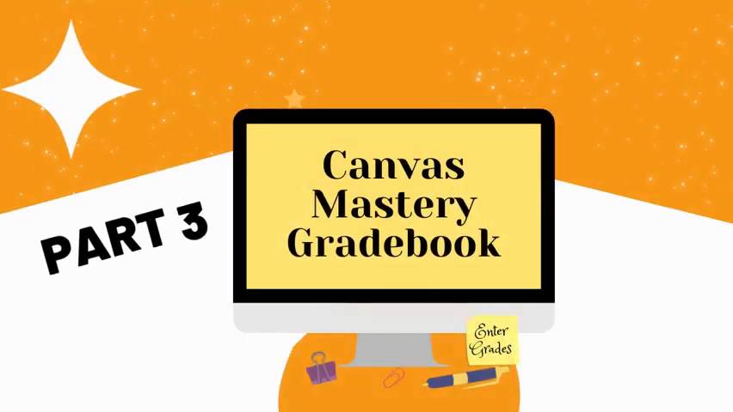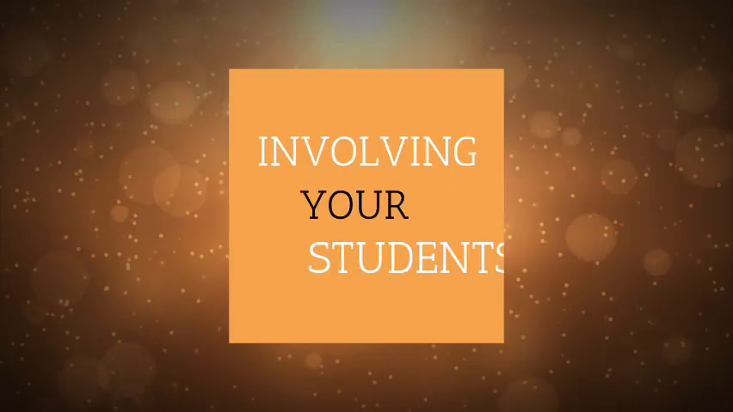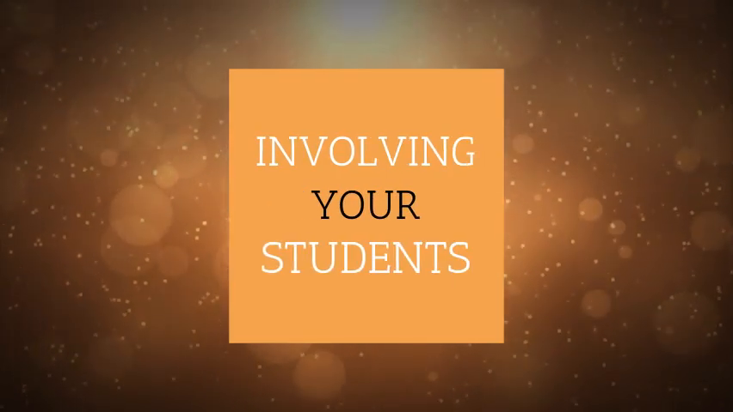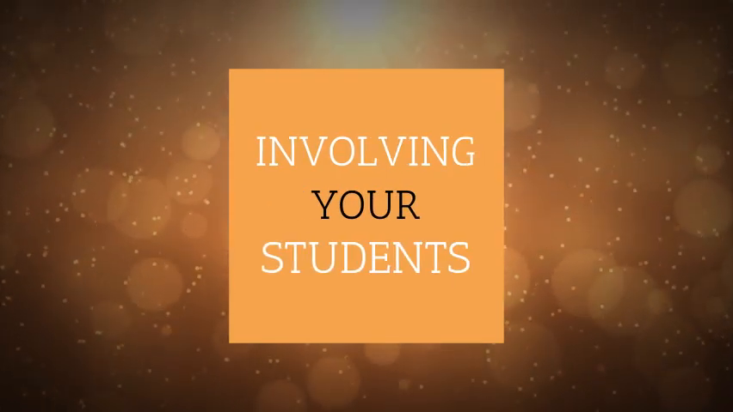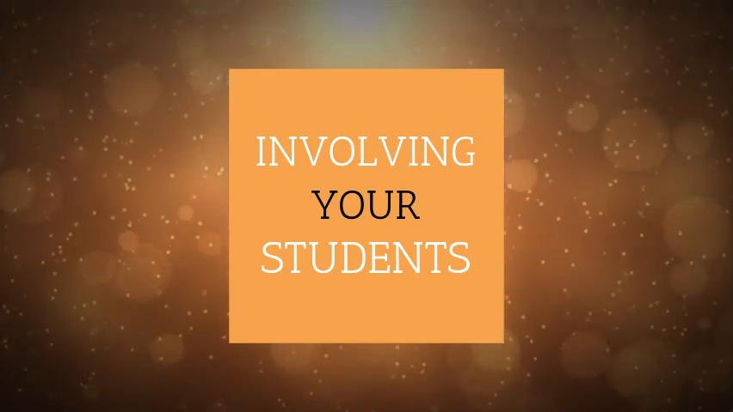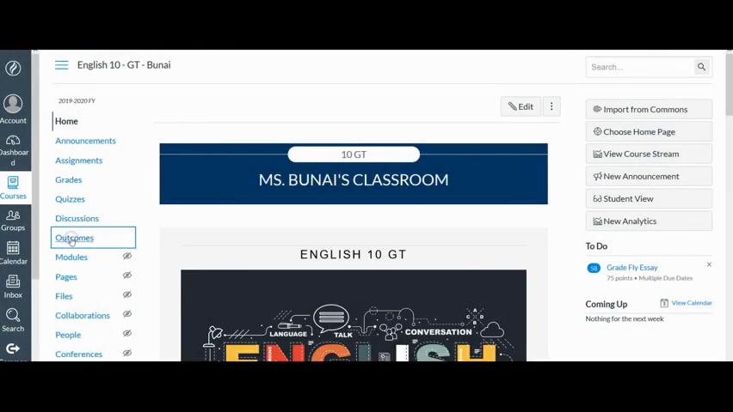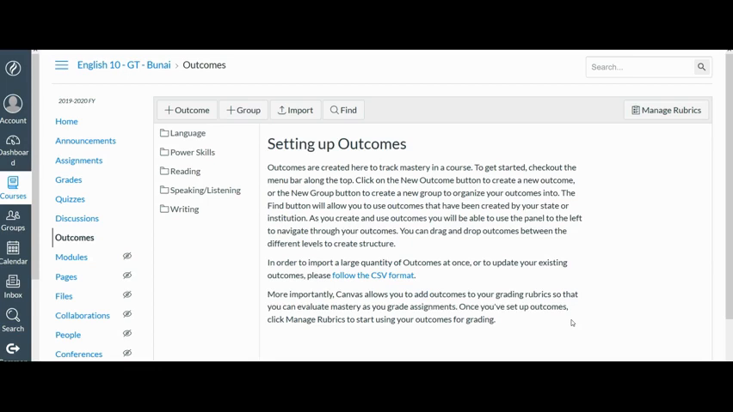Now that you've seen how to set up the Canvas Mastery Gradebook, let's talk about involving students in tracking their own mastery progress too. Have students log on to Canvas and click the Outcomes tab. You might want to give a group of students one category to look at, and then maybe they're going to present what they find to the rest of the class. Maybe you want students to explore this individually and then discuss together what they noticed or observed.